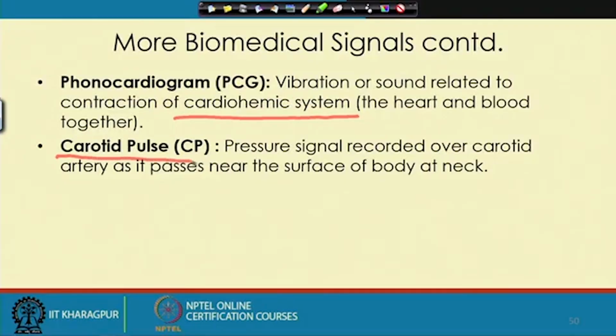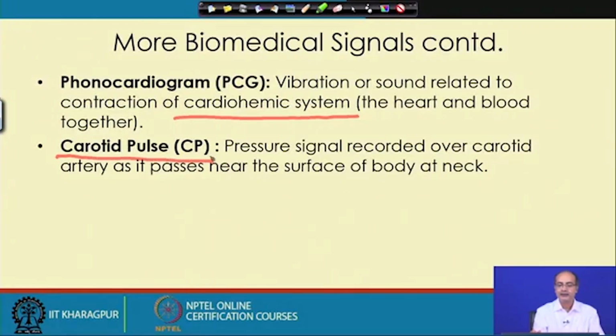And now, let us look at another similar signal called carotid pulse signal. We know that the carotid artery carries the blood from the heart to our brain. It is the main supply line of blood to the brain, and the brain is one of the biggest consumers of blood. It needs a lot of blood to keep it alive and do all the activities.